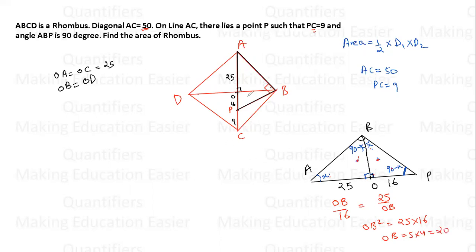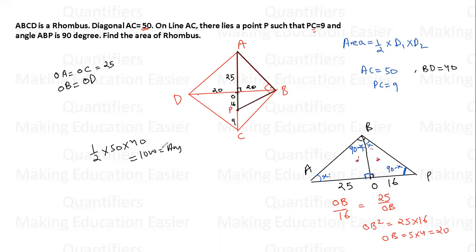Now students, if OB is 20, so definitely OD will be 20. So I'll get the other diagonal BD, which comes out to be 40. So students, now we can find the area of rhombus: half into product of diagonals. That means half into 50 into 40. So students, 1000 is the answer. Okay, 1000 is the answer.